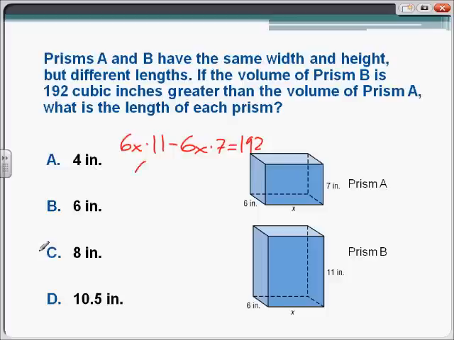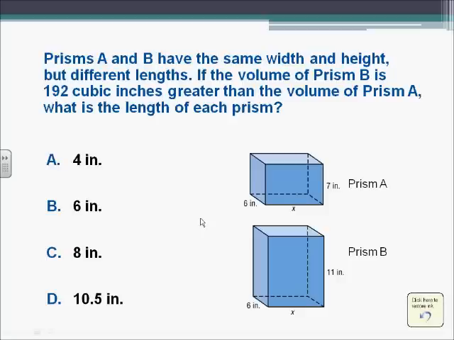So we're going to get 66x minus 42x still has to equal 192. We subtract there, we're going to get 24x equal to 192. We divide both sides by 24, x should equal 8. There we go, x equals 8.